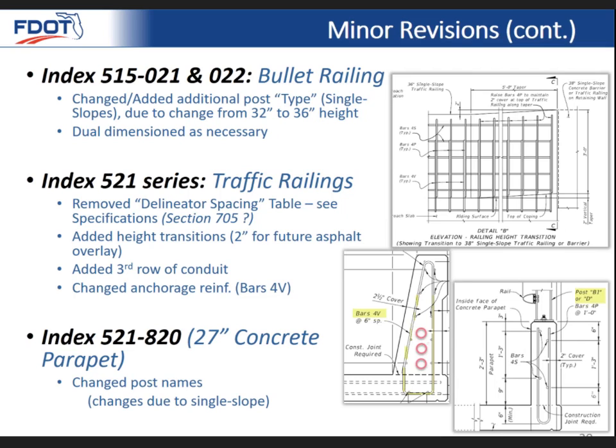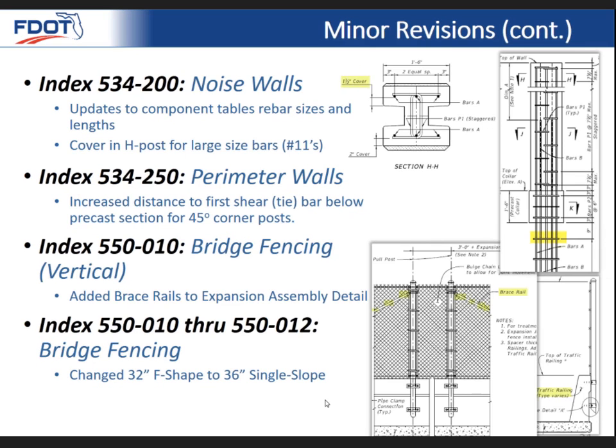The last one here was the 27-inch concrete parapet. As mentioned earlier, the name, the type of those posts supporting the bullet rails may have changed depending on which index you're looking at. Moving on to noise walls, there were some minor changes to the spacing of the stirrups at the request of the precasters. We also clarified some acceptance criteria for the 22-foot high posts in the highest wind zone, where the cover on the backside of the post was getting a little tight with the number 11 bars, so we've relaxed some criteria there for acceptance in construction. For the perimeter walls, similar change to the post.